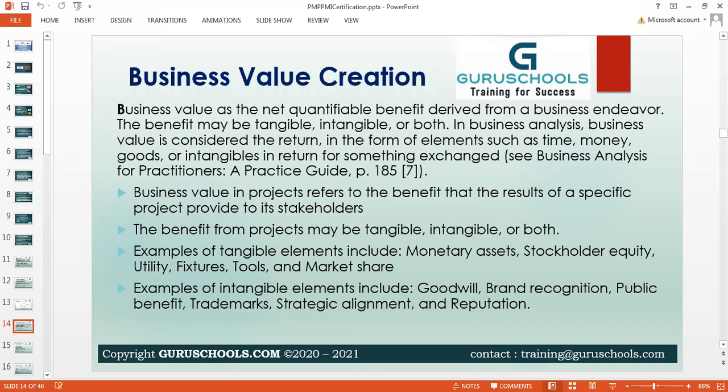Right. Hidden, but you need to have a mental satisfaction. It's more or less a hidden benefit, like goodwill. And tangible, you can touch. Yes, correct.